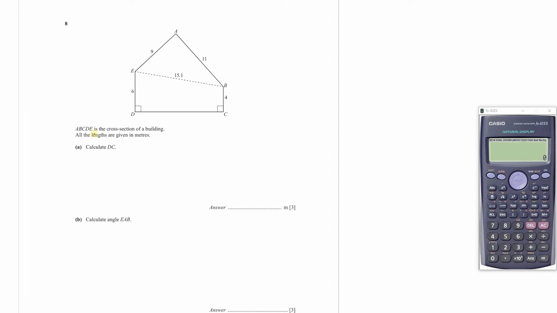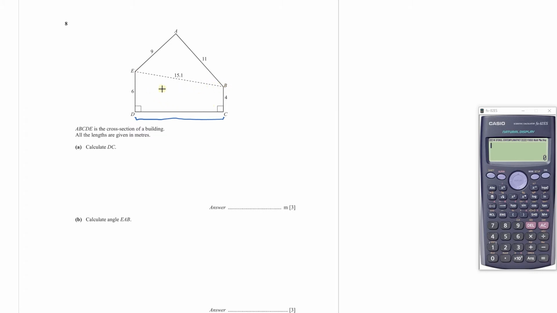The next question: ABCD is the cross section of a building. All the lengths are given in meters. So the lengths are given. These two are 90-degree angles. Calculate the length DC. So DC is this length here. And if I look at this length, I am given 15.1.